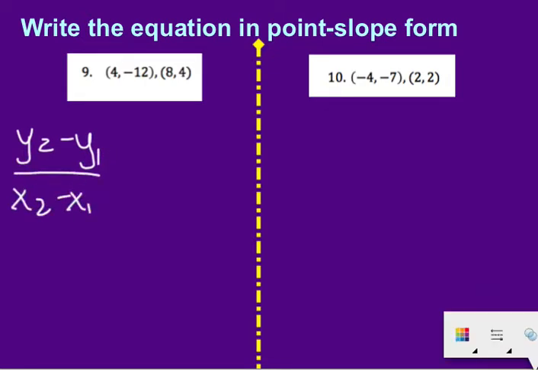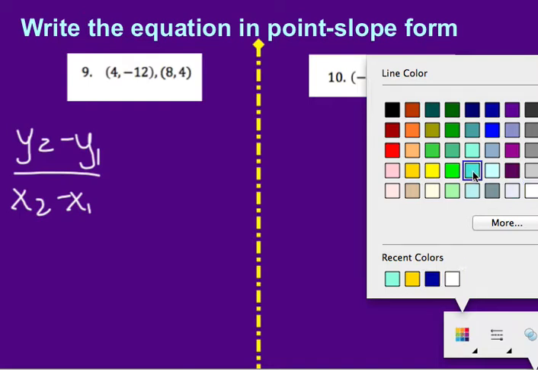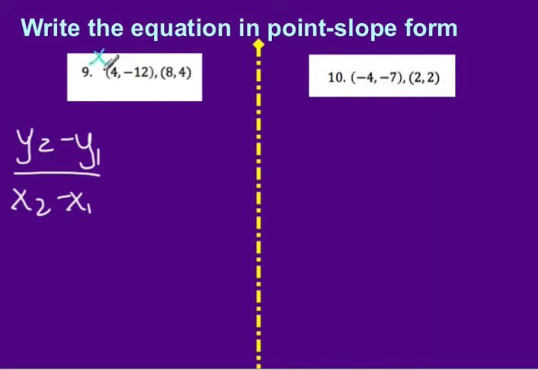What helps me is I just go across and I actually label x1, y1, x2, y2. 2's are always in the same parenthesis. 1's are always in the same parenthesis. So let's go ahead and calculate out the slope, because we're going to need that for point-slope form.